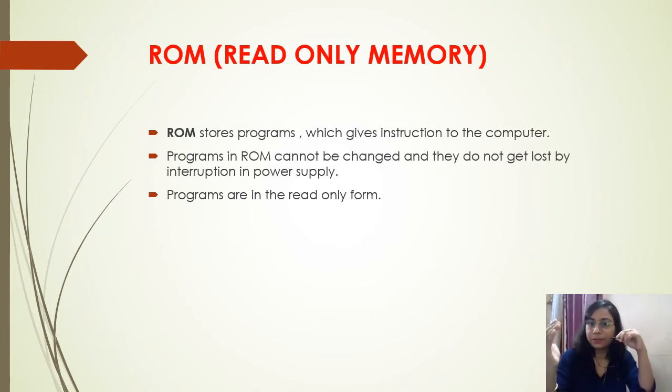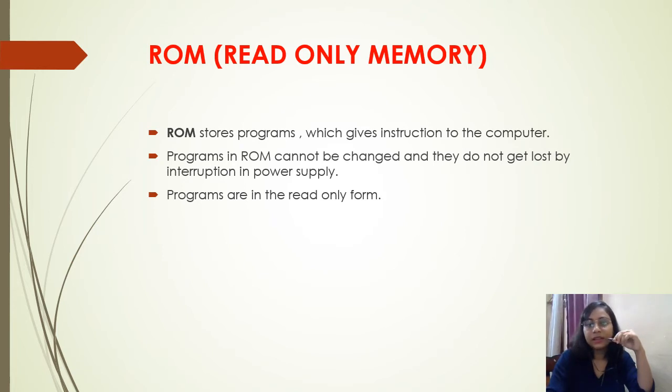So if the power supply is cut off, whenever we switch on the computer, the program will be there. The program related to switching the computer on or off will be there in the CPU. It will not vanish. So that's why it is also called permanent memory.